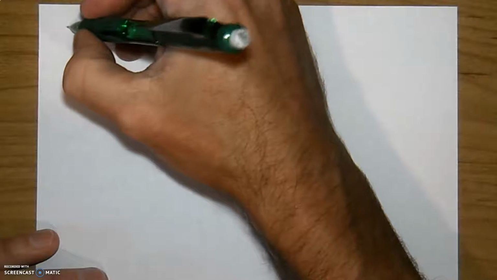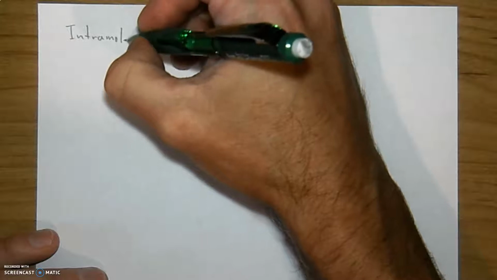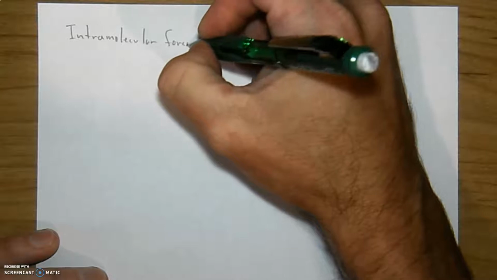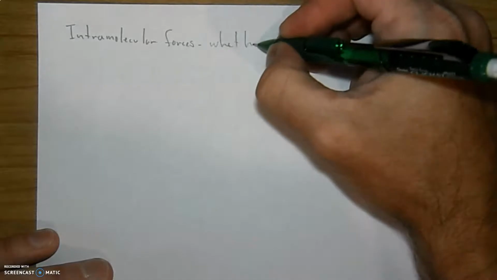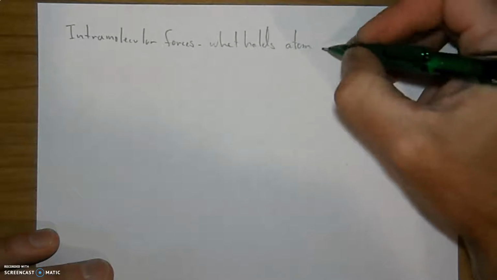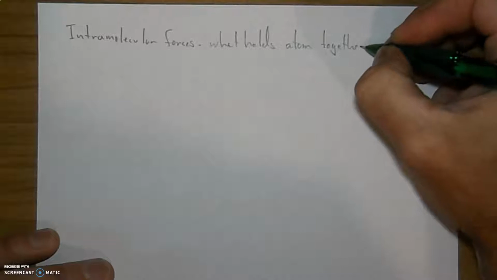The main thing we're looking at is the inter versus the intramolecular forces. So we're mostly going to focus on intermolecular forces. Let's talk about some of the differences between those two things. Intramolecular forces are what holds atoms together, like a group of atoms. So, chemical bonds.